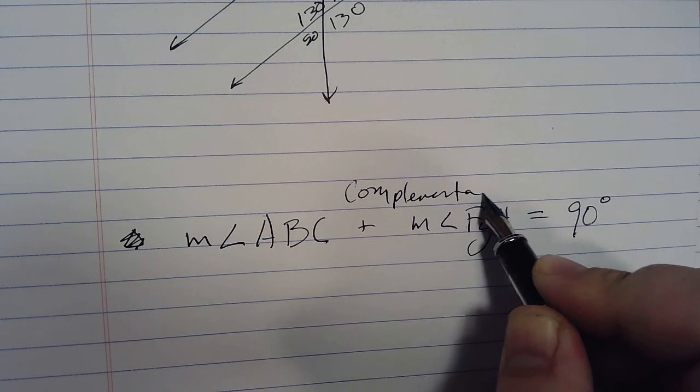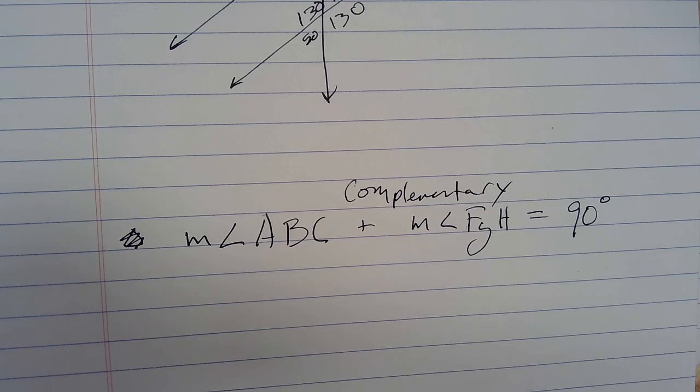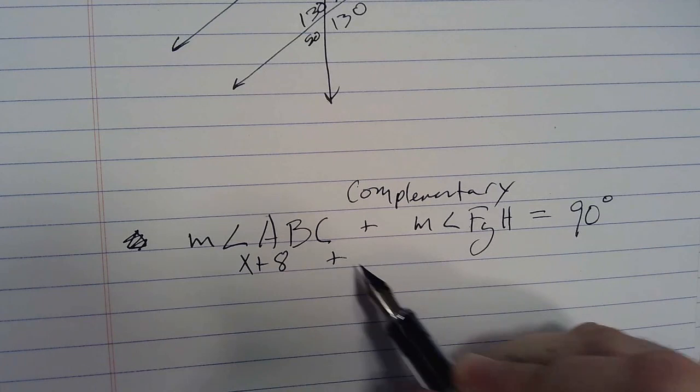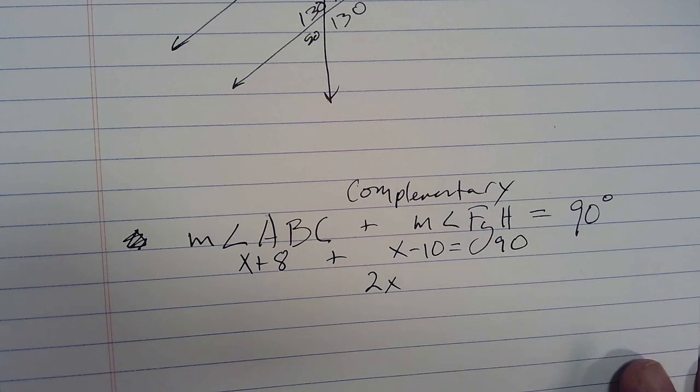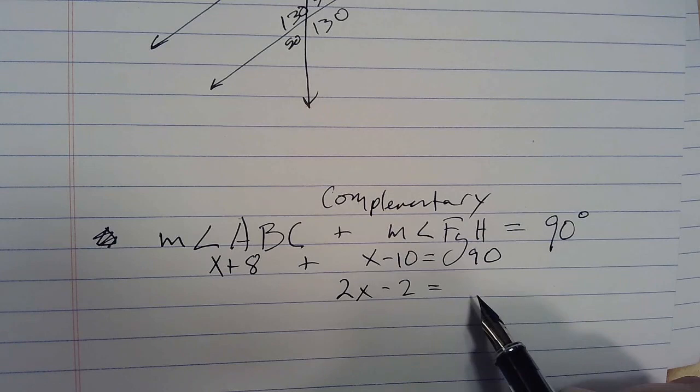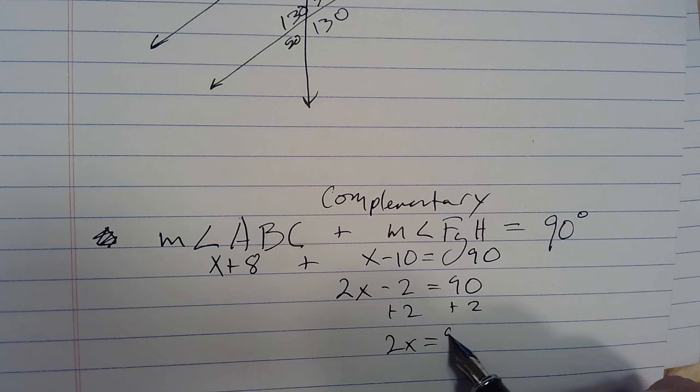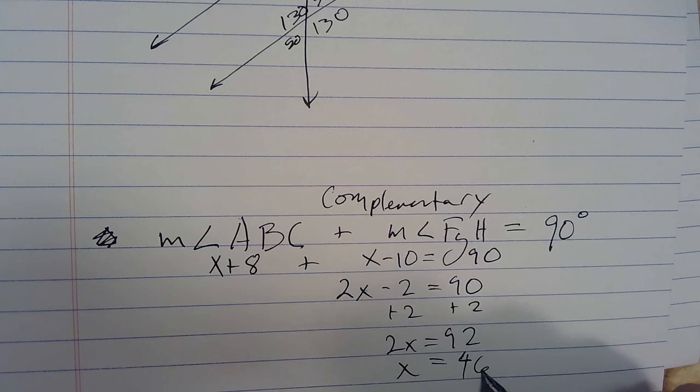Now, what if I told you that the angle of ABC is x plus 8 and the angle of FGH is x minus 10? So if this is x plus 8 plus x minus 10, we can solve that and see, okay, we're going to combine like terms. That gives us 2x minus 2 equals 90, plus 2 plus 2. 2x equals 92. Therefore, x equals 46. Are we done? No, we're not.